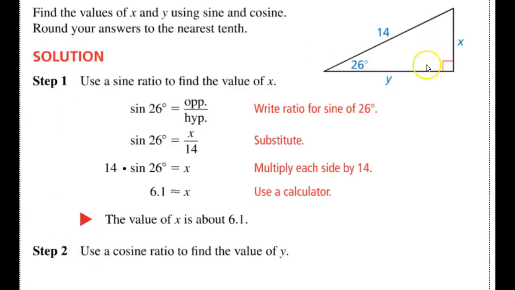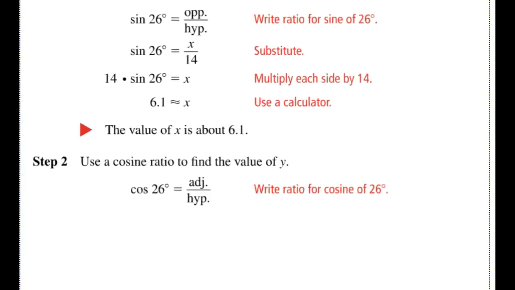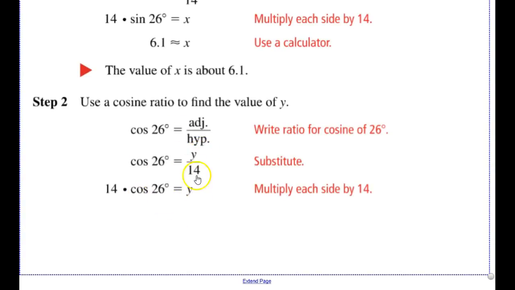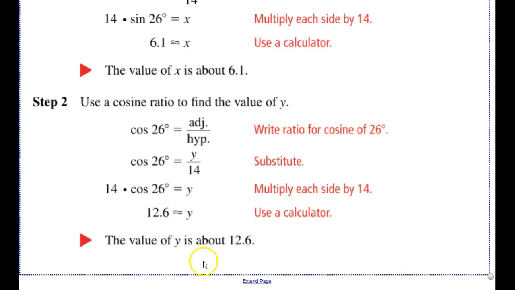To find the value of y, I want to use the cosine because I'm still given this 26 and I'm given this 14. And I see that I have the adjacent side and the hypotenuse. So I'm going to use my cosine ratio. So I know the cosine of 26 degrees equals the adjacent over the hypotenuse. I substitute the things that I know, multiply both sides by 14 to get this out of the denominator, and I use my calculator. So the value of y is about 12.6.